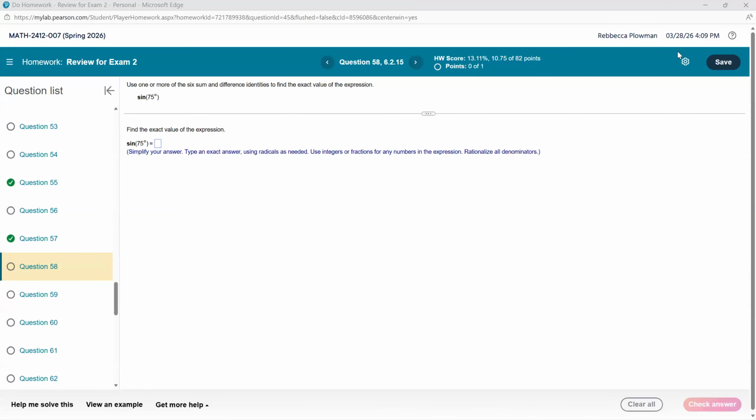Sometimes we don't get something that is telling us what the two angles are. So we use one or more of the sum or difference identities to find the exact value of the expression sine of 75 degrees. That means if we want to use the sum or difference identity, we have to rewrite 75 as a sum or difference. So we want to use things that are on the unit circle. And what we see is 45 and 30 are on the unit circle. So we can use 45 plus 30.